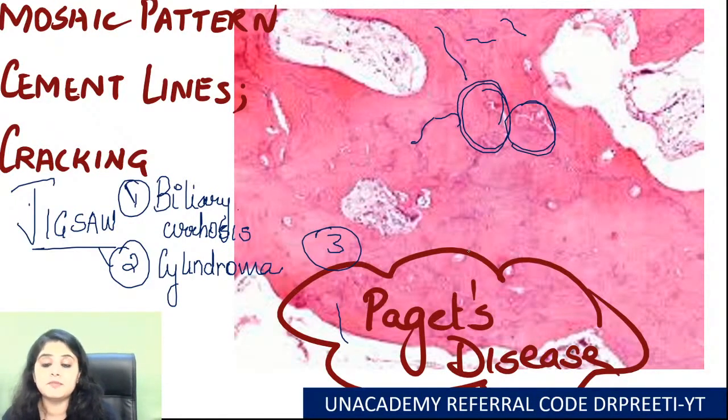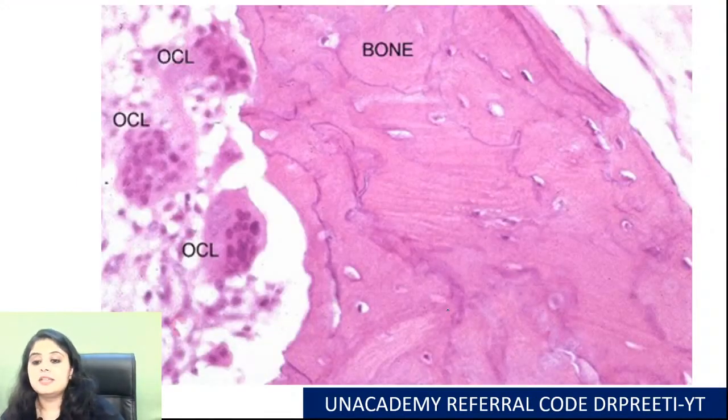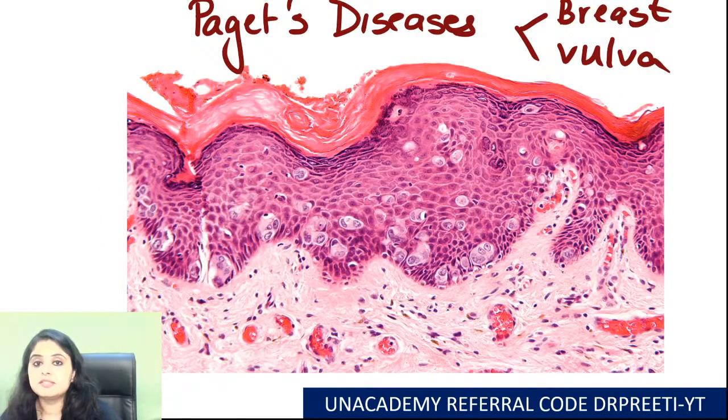I am again and again emphasizing Paget's disease of the bone. Why? Is there any other Paget's disease also with which I can confuse this? This is Paget's disease of bone, but is there any other Paget's disease that we are missing out on? Yes, 2 more organs which show you Paget's disease. Have you heard of Paget's disease in the breast and vulva? So they are totally unrelated. This was Paget's disease of bone, and that is Paget's disease of breast and vulva.